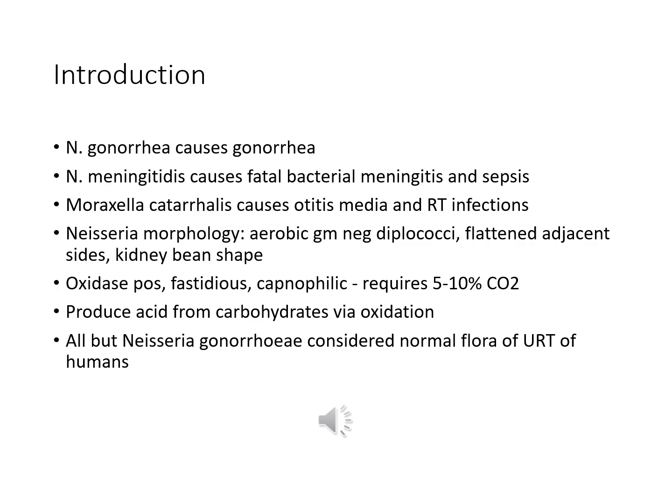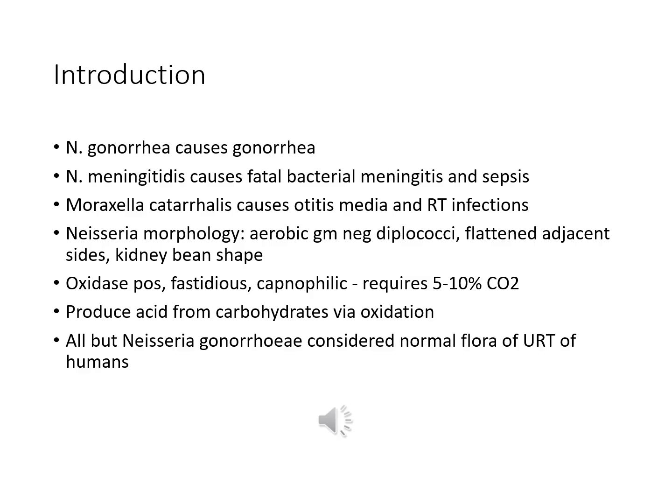Neisseria are aerobic, gram-negative diplococci. They will actually have a flattened adjacent side. So in the diplococcus, the two flattened sides lie together, and they appear to look like a kidney bean shape. Neisseria are oxidase positive.